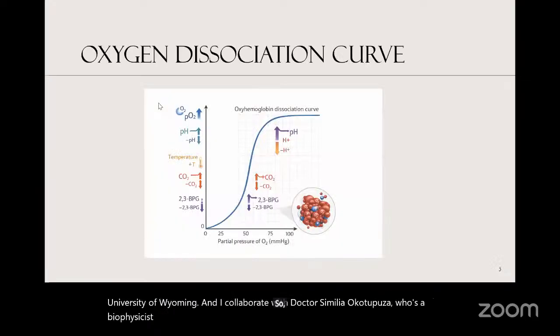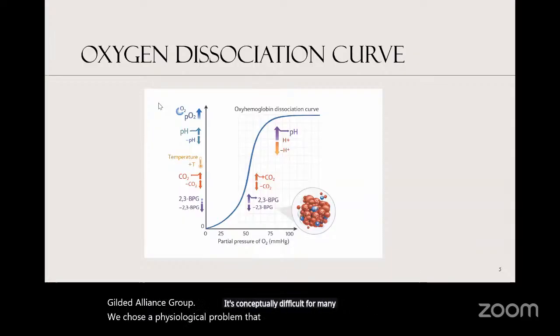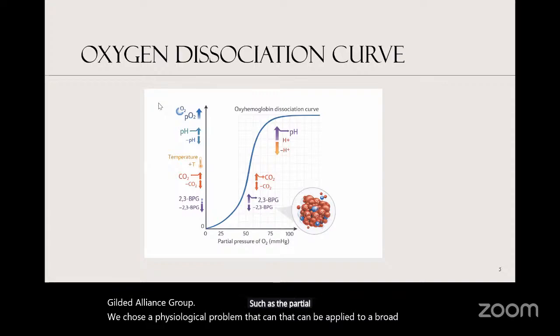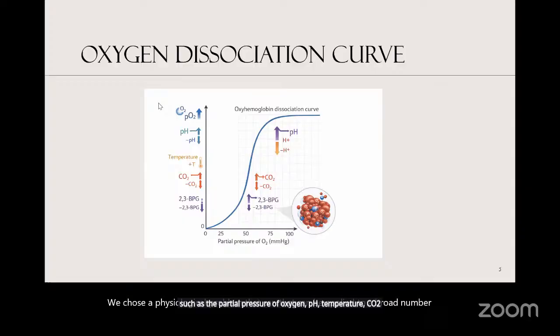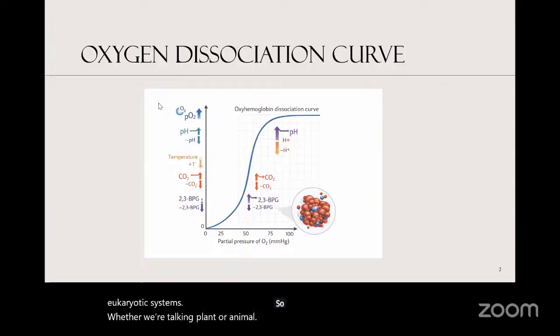So understanding oxygen saturation, particularly the shape and behavior of the oxygen hemoglobin dissociation curve, is conceptually difficult for many students because it involves multiple interactions and physiological variables, such as the partial pressure of oxygen, pH, temperature, CO2 concentration, and 2,3-phosphoglycerate concentration. So the students rarely see how these variables operate together.